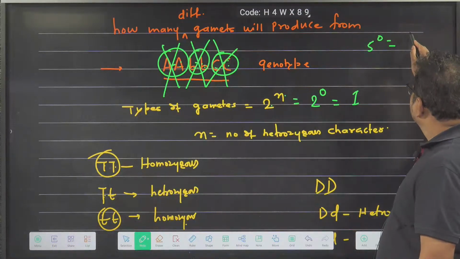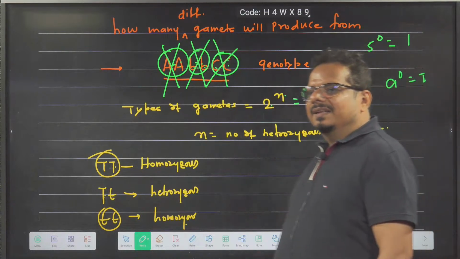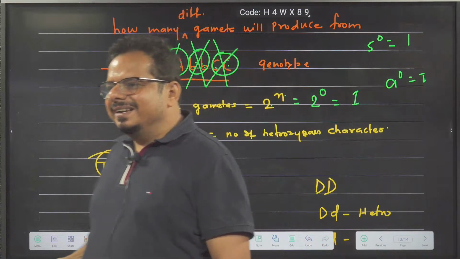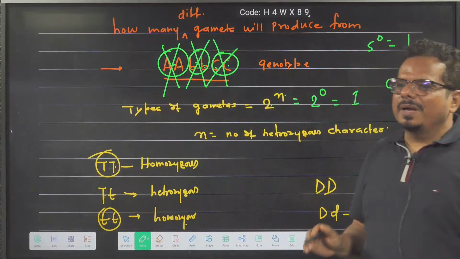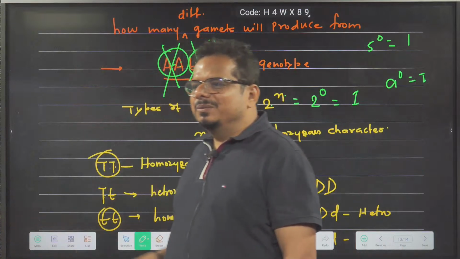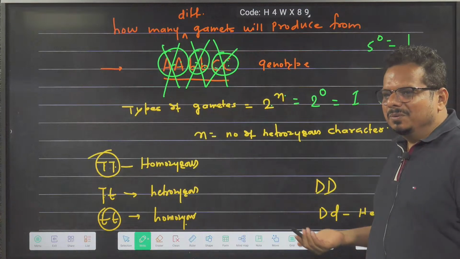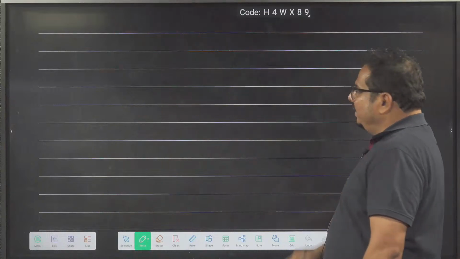It is also 1. Anything to the power 0 equals 1. Here a equals anything. Getting the things or not? Right? Clear? So either 2 to the power 0, or 5 to the power 0, or 6 to the power 0, or any value to the power 0, the value will come as 1. Got the idea? So one question you did.